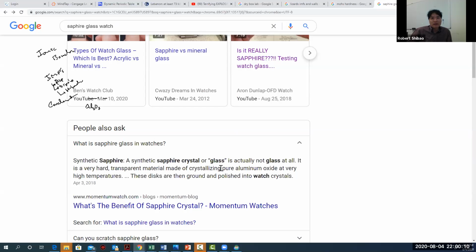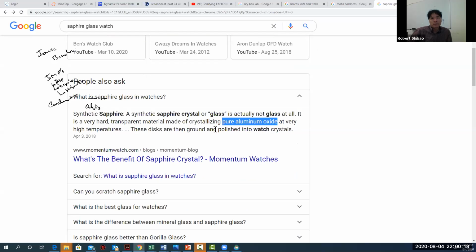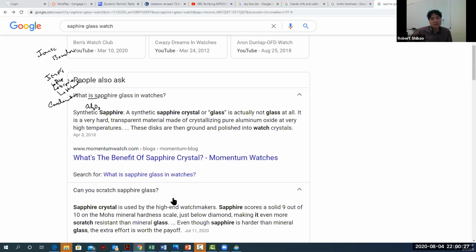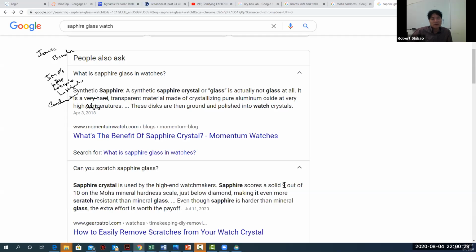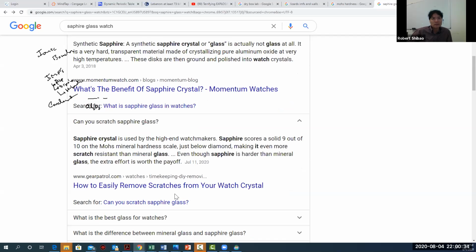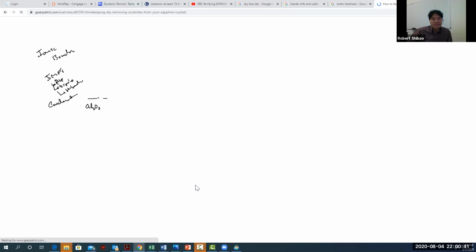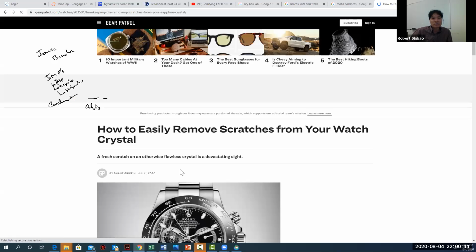Well, anyway, sapphire is pure aluminum oxide. That's what sapphire is. And remember, aluminum oxide has a very strong lattice, so it's hard to scratch, hard to react, hard to melt. Can you scratch sapphire glass? Yes. Sapphire is a 9, but if you have a 10, you can scratch it. So sapphire should be scratched by diamond. How easy? No, it's not easy. If you did scratch it, it's not easy to fix.